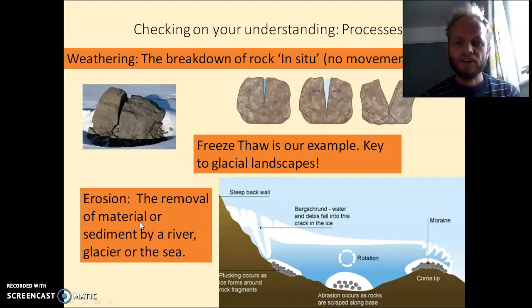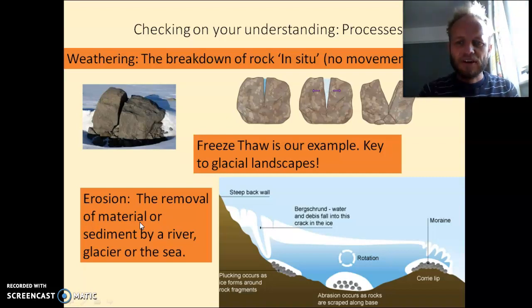And the first is plucking. Plucking is when the glacier moves down the mountain and it freezes around rocks, and as it moves it pulls the rocks away from the side of the valley and it takes them with them. Okay, so that plucking is the removal of rocks because the ice freezes around the rocks and takes them with them.